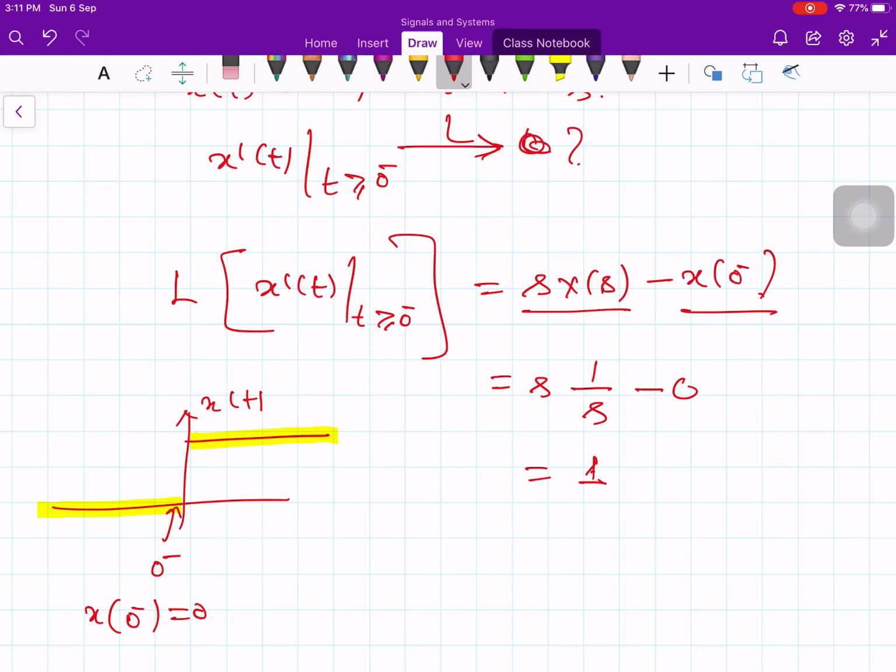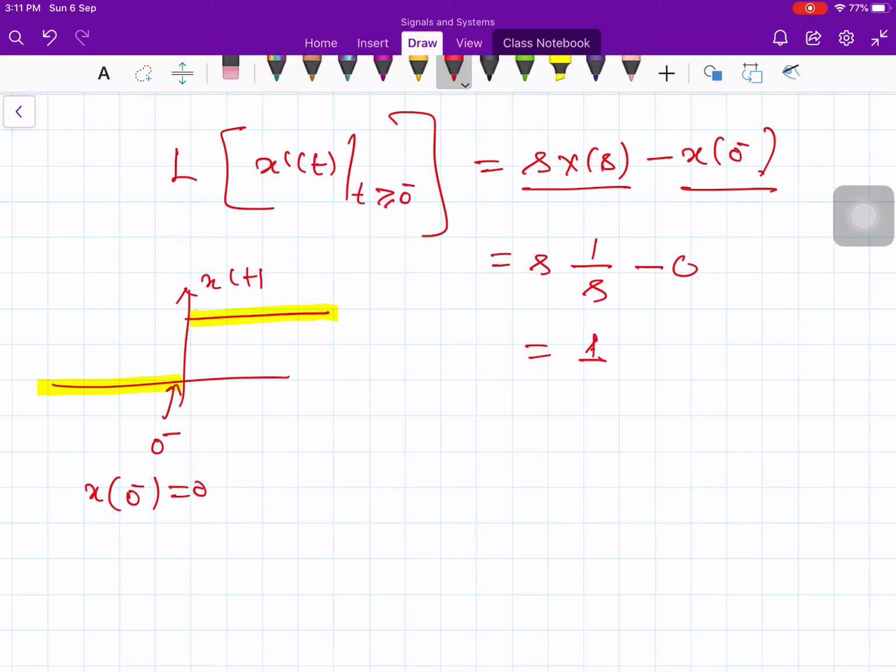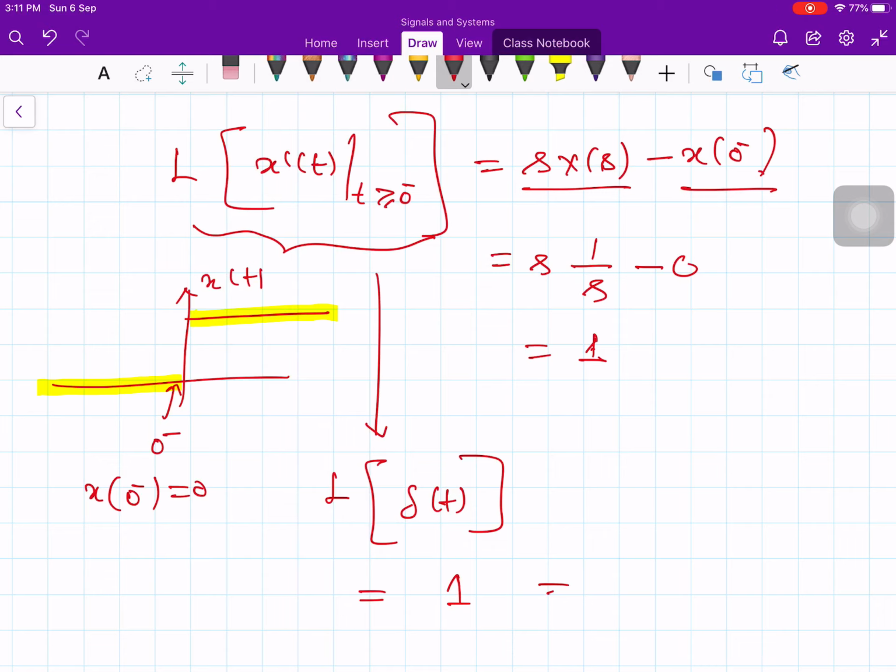And we know that the Laplace transform of the unit impulse function is 1, right? What is the left hand side? The left hand side is the Laplace transform of x dash of t. X dash of t is del of t. What is the Laplace transform of del of t? 1. In the right hand side also I have 1, so both are equal.